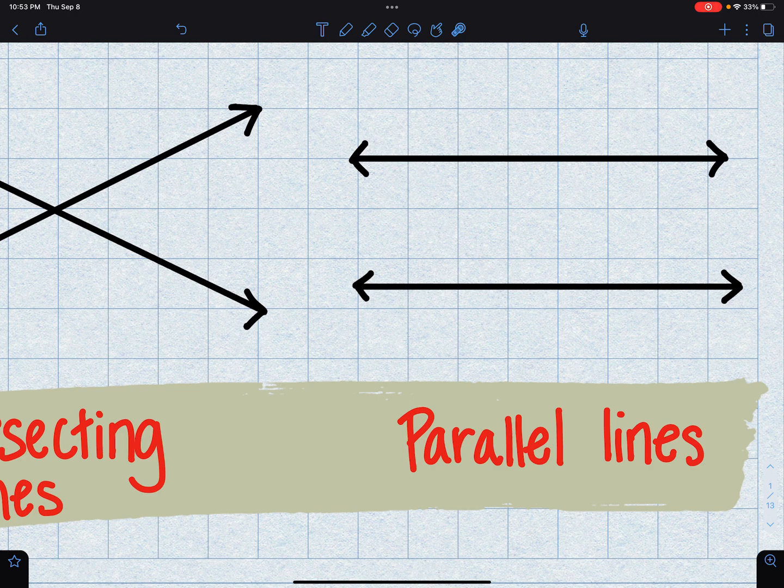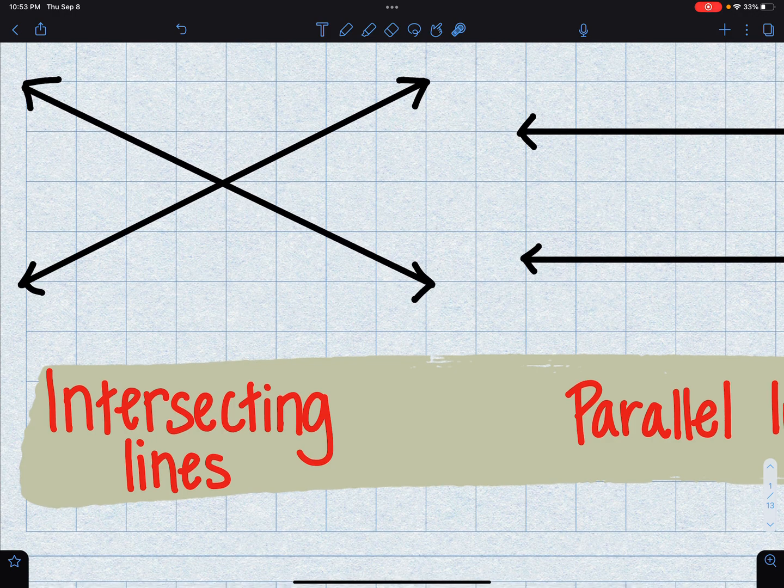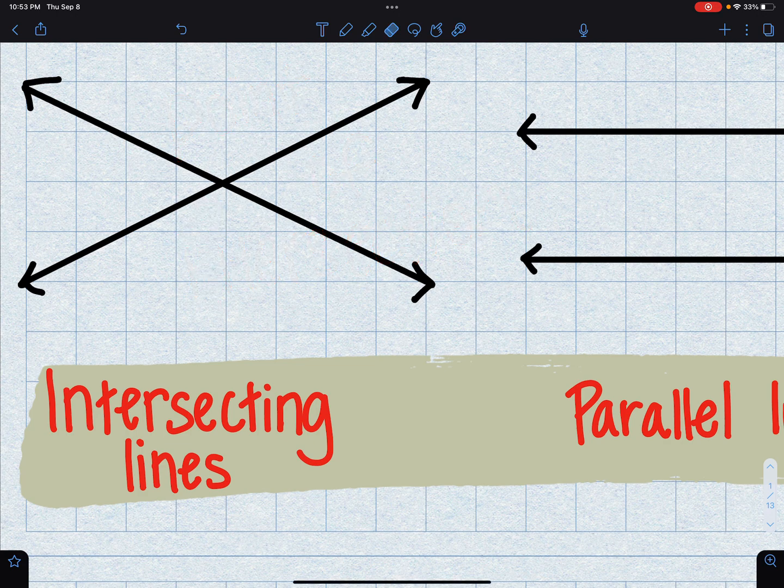Okay, now a couple things about intersecting lines. This point in the middle has a special name, and this is called the point of intersection. And that just means the place where they cross. All right, now let's look at some other types of lines because lines can cross in other special ways.